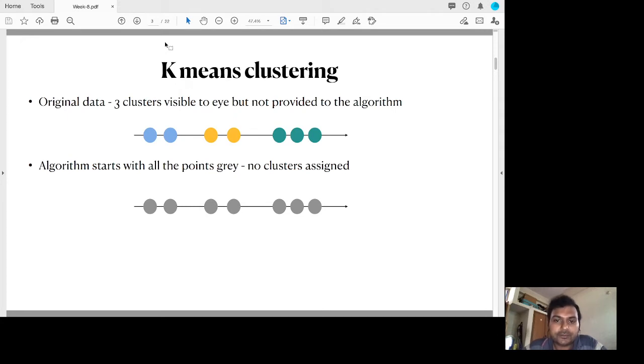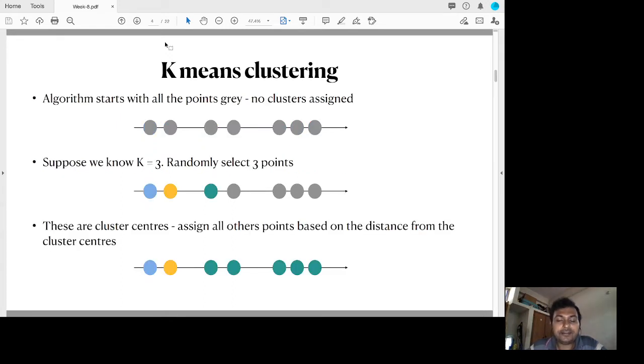What the algorithm starts with is all the points gray, which means none of the points are assigned to any of the clusters. That is the first step. Suppose we know k equal to 3. That is the first point you need to remember in k-means clustering, that you need to know the value of k before the algorithm can even start. So what we do is we randomly select 3 points. Let's say randomly we select the first 3 points, and we consider these 3 points to be the cluster centers.